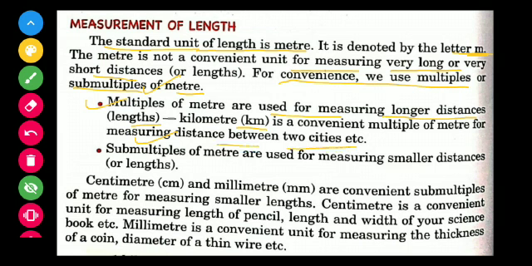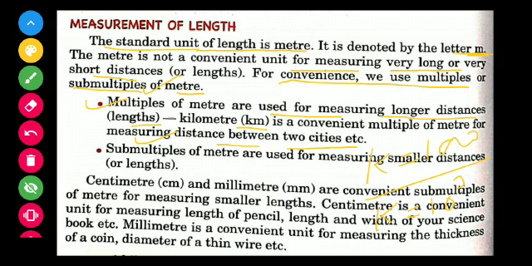If you want to measure the distance between Sangrur and Chandigarh, you use the multiple, that is kilometer. The SI unit is meter, but we use the multiple kilometer, where the value of k is 1000, that is 10 to the power 3. This is the multiple, and we use the multiple for large measurement.